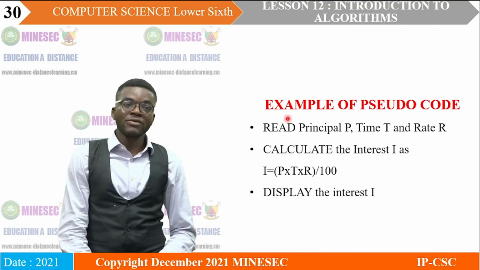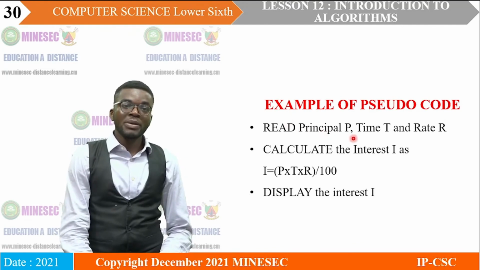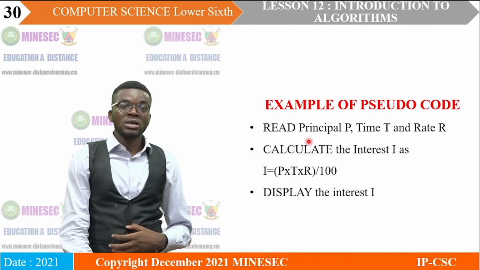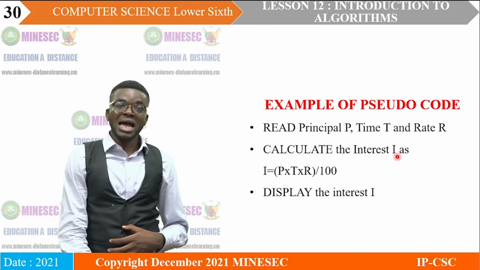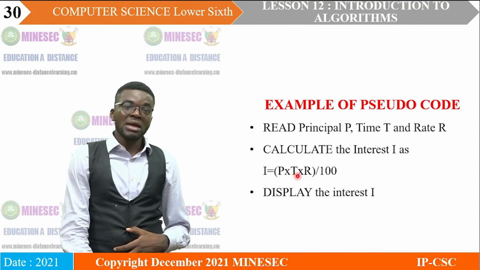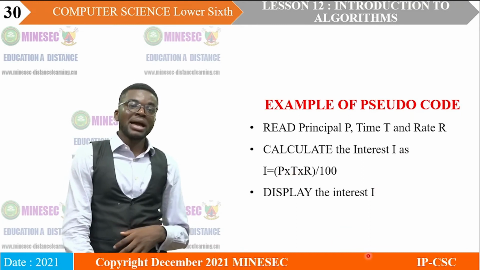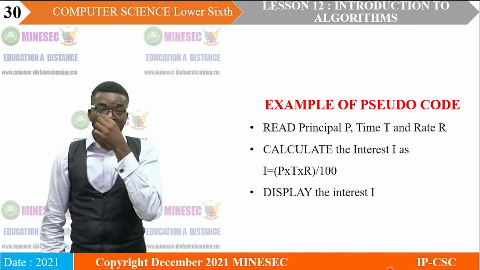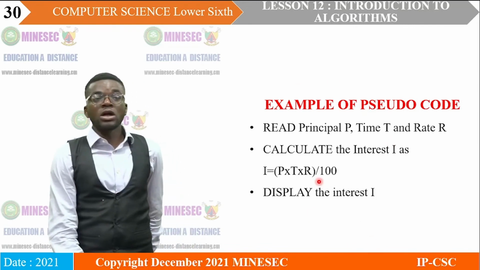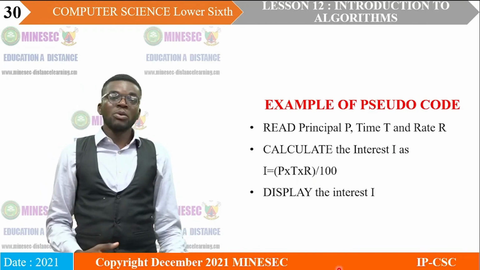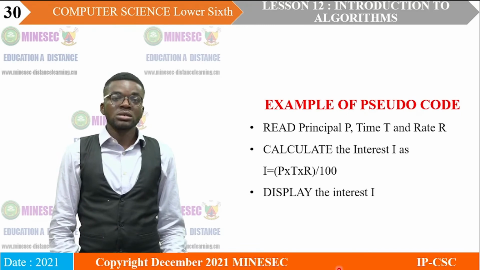Example of pseudocode. So here we have principal, P, time, T, and rate, R. Next, calculate the interest, I, as I equals principal times time times rate divided by 100, and we display the interest I. So this is an algorithm to get the simple interest.